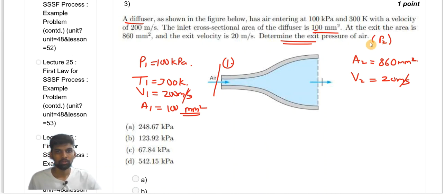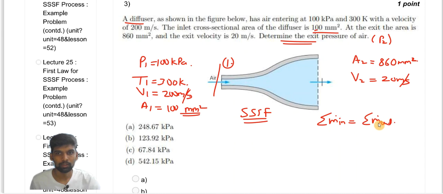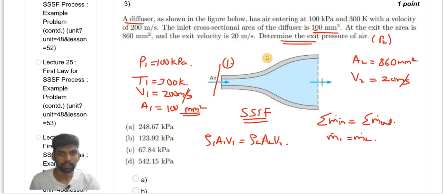Okay, so we know that, again assuming steady state steady flow process. Why? Because they haven't given anything that is changing, and unless otherwise stated, we will assume steady state steady flow process. So what we have is summation m dot in is equal to summation m dot out. Since only one inlet and one outlet, m dot 1 is equal to m dot 2, and m dot can be written as rho 1 A1 V1 equals rho 2 A2 V2, and since it is air, it can be assumed as an ideal gas.